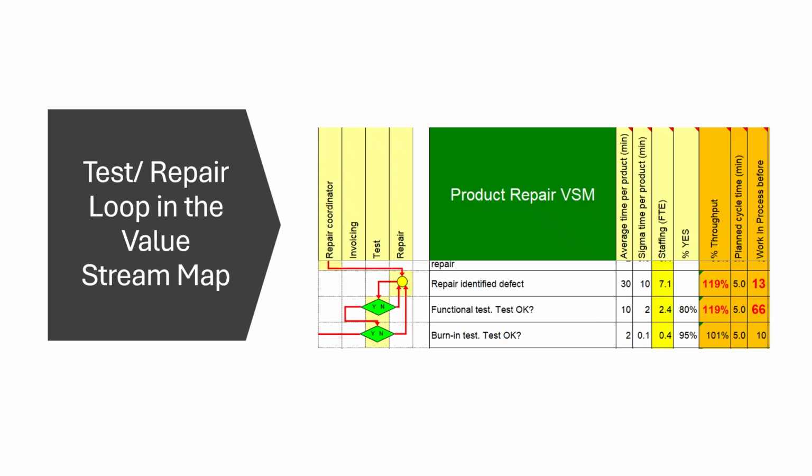The test repair loop should, normally, be included in the value stream map because they are critical steps in the process, which could become the bottleneck of the total value stream. In this value stream map, we can see the effect of a functional test first pass yield of 80%. A 19% additional repair and test capacity is required to meet the takt time. And the side effect will be an accumulation of WIP of 13 units before repair and 66 units before test. This excess WIP will cause a 4-hour increase in the total lead time.